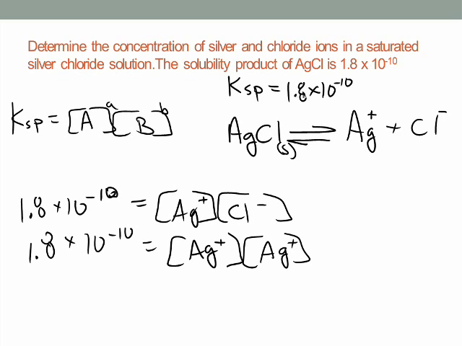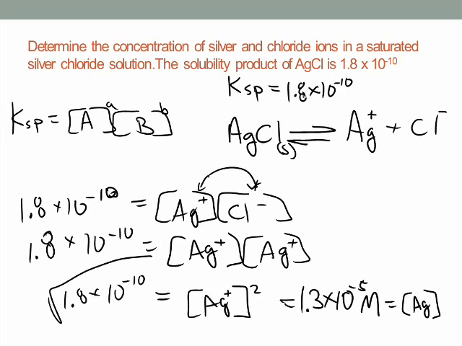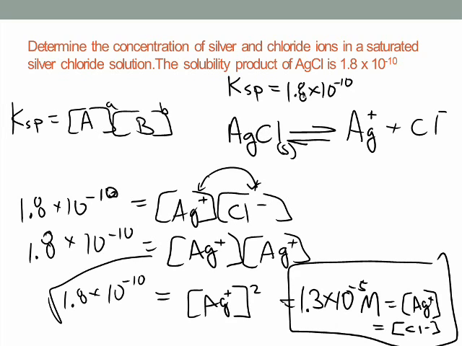Since those concentrations are going to be equal, we can substitute the chloride for another silver to figure this out. Because before, if we had two unknowns, we wouldn't be able to figure this out. So we can set those as the same concentration. Then we have 1.8 times 10 to the minus 10 equals Ag plus squared. And then we solve by taking the square root of 1.8 times 10 to the minus 10. We get a concentration for silver of 1.3 times 10 to the minus 5 moles per liter. Since they are equal, that will also be the concentration of chloride. So this is the concentration of both the silver and the chloride.